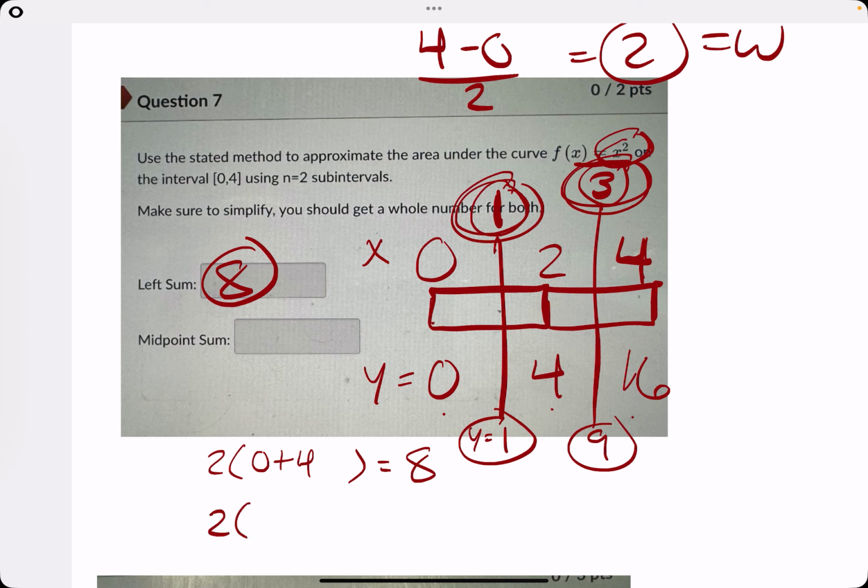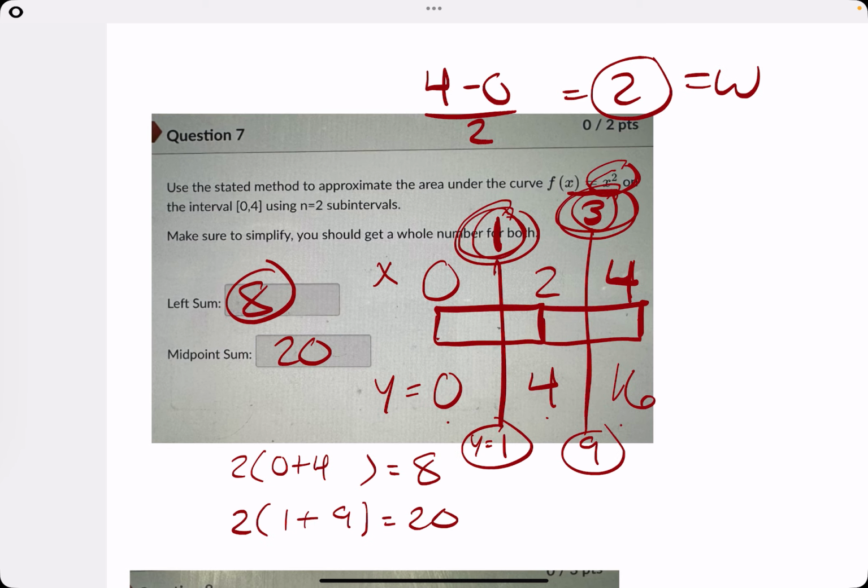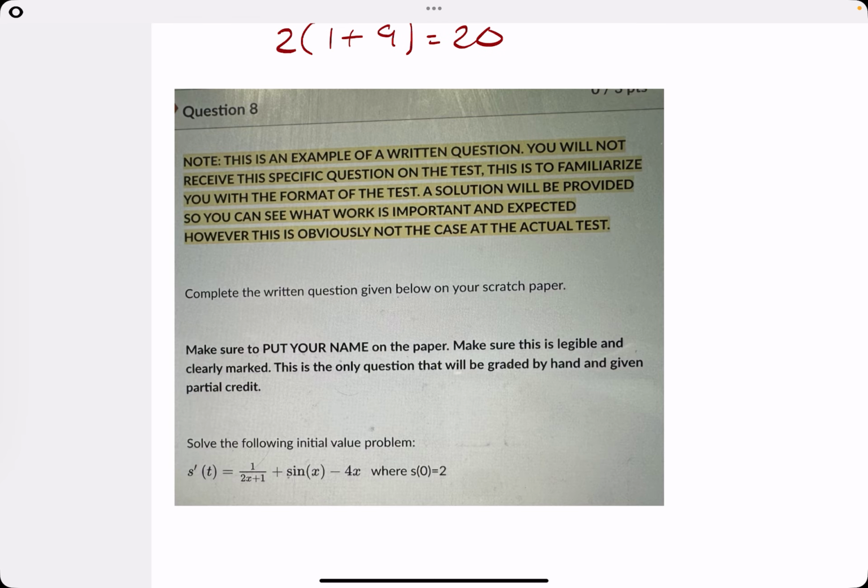So again, the width is still 2 for each rectangle, but the height is 1 and 9 for each of those rectangles. So that would give us 2 times 10, which is 20 for the midpoint sum. Okay? Okay. Number 8, note.